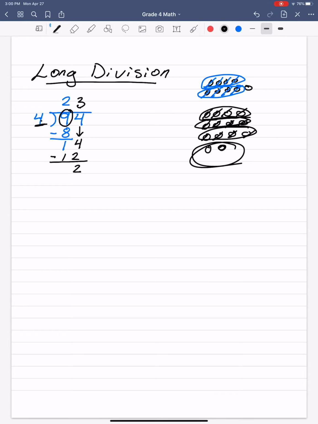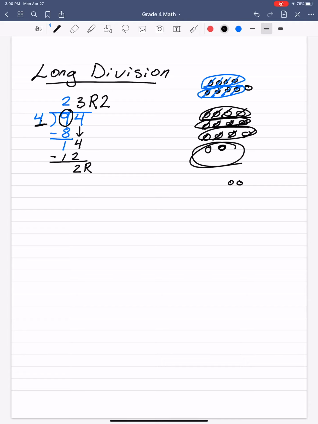Now that we have 2, if I drew 2 things there, 2 counters, can I possibly make a group of 4 out of 2? No, that's impossible. I only have 2. I can't make a group of 4. So that means I'm finished, okay? So that's actually my remainder. So I'm going to put an R next to that. So you can also put up on top 23 remainder of 2. Okay, so that's your answer.